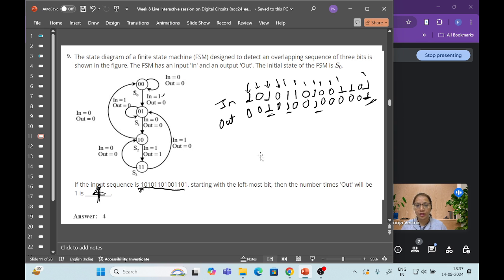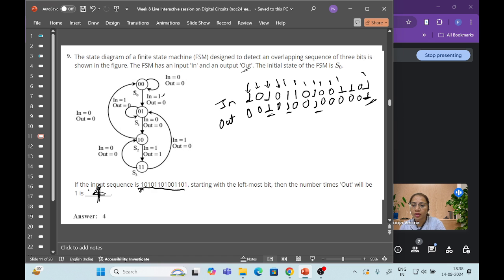I am repeating it once again. In the question, the state diagram is given. It is designed to detect an overlapping sequence of 3 bits, as shown in the figure. The FSM has an input, in, and an output, out. The initial state is 0, that is 00.